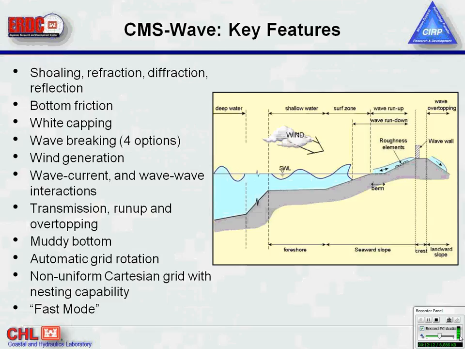Wind-generated waves and wave-current interaction are also in the model. And also in the model, we have wave transmission, runup, and overtopping. And the muddy bottom can be reflected in CMS-Wave. And the non-uniform Cartesian grid, as I said earlier. And also we have fast mode for easy, fast diagnostic runs. You can use the fast mode and fewer spectra in the model.